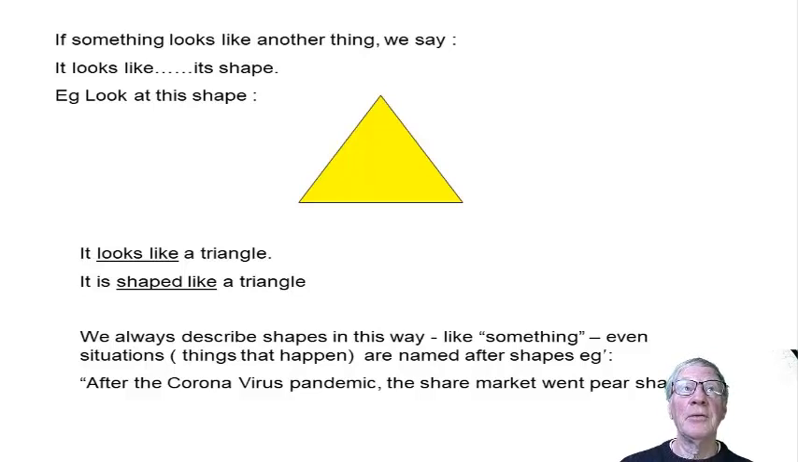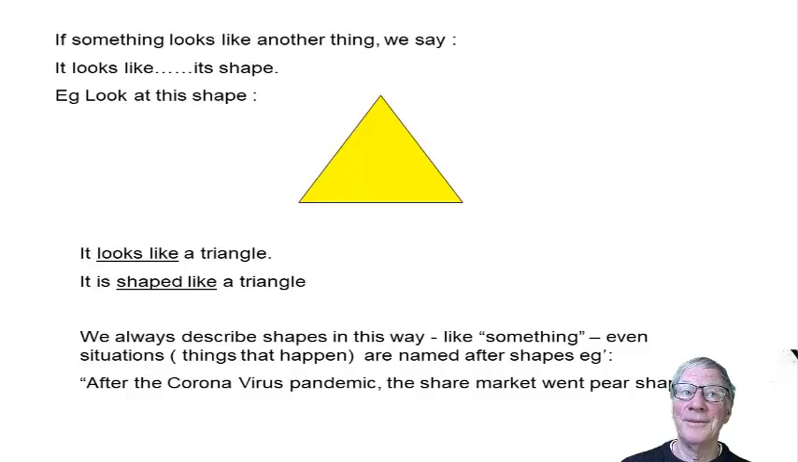If something looks like another thing, we say it looks like its shape. For example, look at this shape. It looks like a triangle. It is shaped like a triangle. We always describe shapes in this way, like something. Even situations, things that happen, are named after shapes.